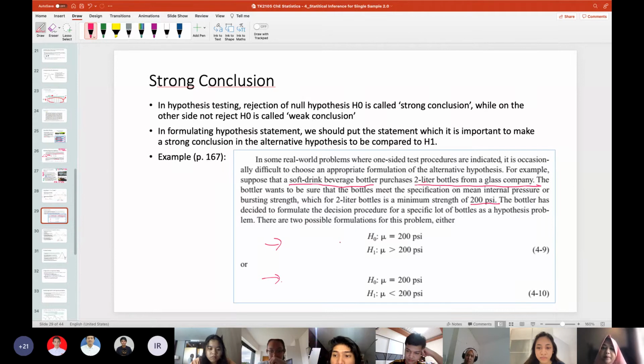Is it the second one, Miss? Ma'am? The second one? Yeah. Okay, why, Azra? Because it says a minimum strength of 200 psi, so minimum. So I'm guessing it should be 200 or more for the H0. Right. Because it is more than that, this is the null, and the alternative should be less than, yeah.